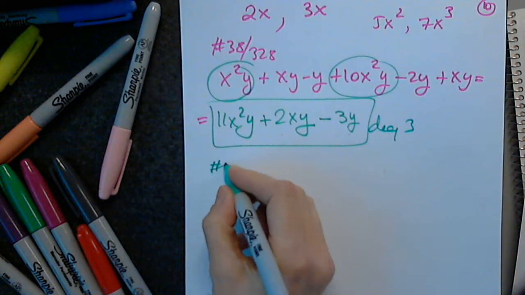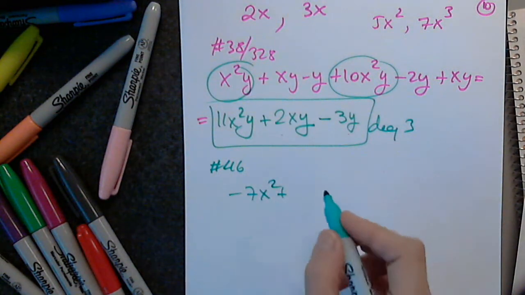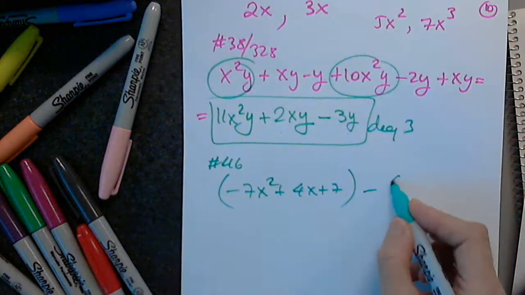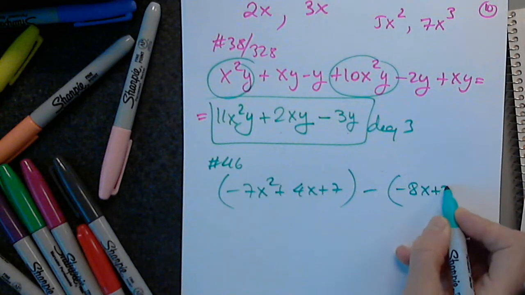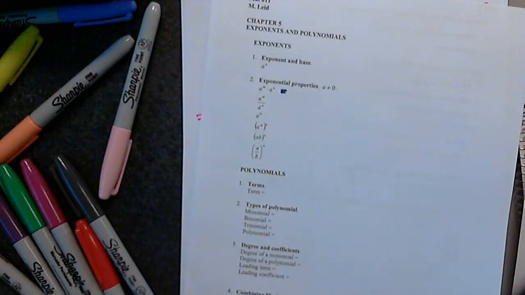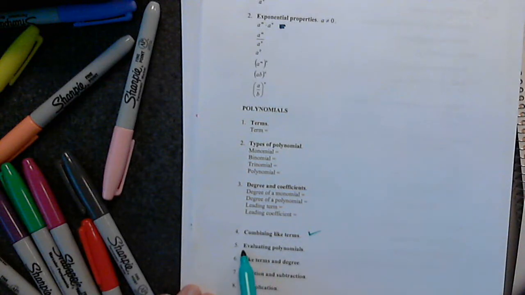46. Negative 7x squared plus 4x plus 7. They put this in parentheses just to confuse us, but that's okay. We're not confused. Good. So here we're asked to add or subtract polynomials. Let me tell you one more time where we are. We completed all this, including combining like terms. Like terms and degree we already talked about. So our next step will be evaluating, and addition and subtraction.